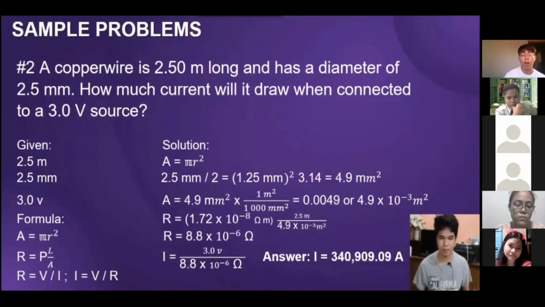So, sunod na kukunin natin is yung current. So, I is equal to 3 volts divided by 8.8 times 10 raised to negative 6 ohms. So, ang makukuha nating sagot ay I is equal to 340,909.09 amperes.